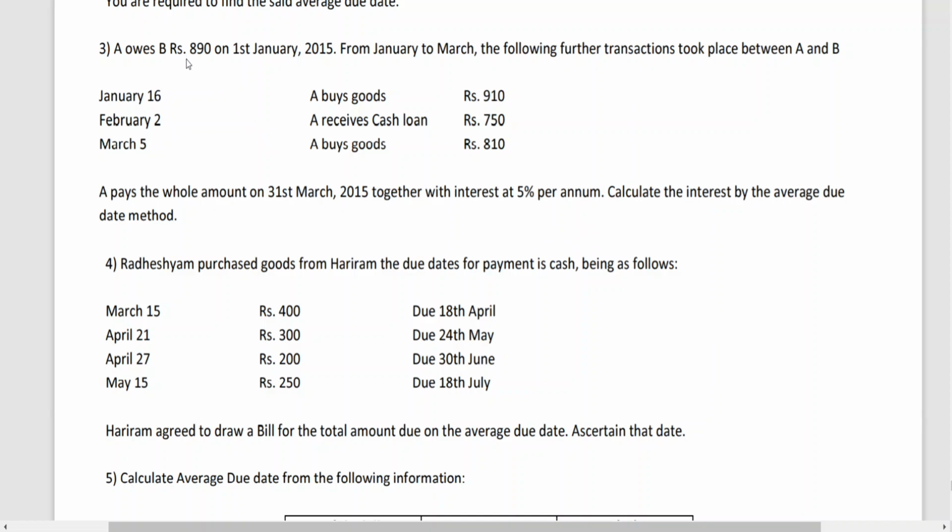So A owes 890 rupees, which means we need to know what A has to pay along with interest on 31st March 2015. Whenever you have a problem like this, first you should calculate the average due date. After calculating the average due date, from that date you need to calculate interest up to the date of settlement. Okay, let me explain this first. Let me start taking the problem now.